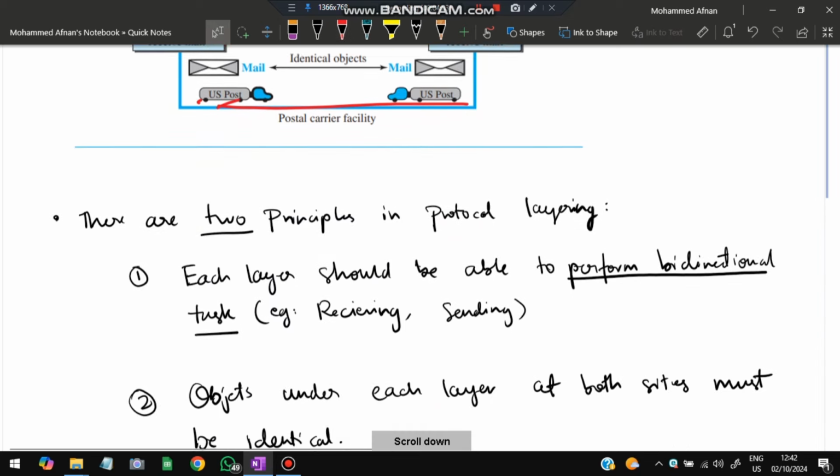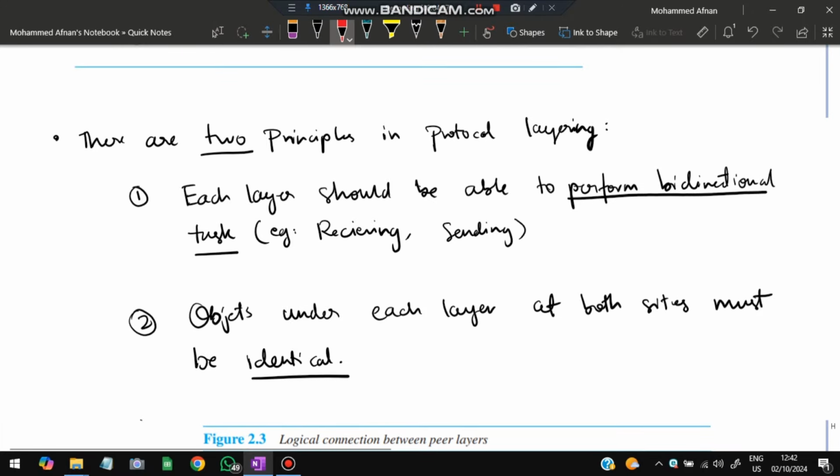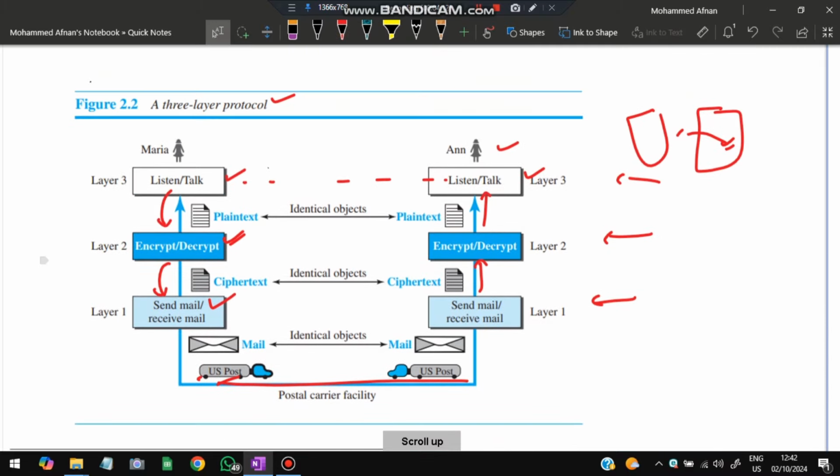Okay. So there are two principles for protocol layering. The first one is that each layer should be able to perform bidirectional tasks. Okay, what do you mean by bidirectional task? Suppose Maria sends a letter to Anne, and Anne will read the letter and send back to Maria. If she sends back to Maria, Maria should also be able to decrypt the message along with the encryption, right? Same goes for here also. The encryption and decryption both should be the skill set of Maria and Anne. So in each layer, both kinds of things should happen: sending and receiving, encryption, decryption, and listening or saying. So you get my point, right? Both things should be there in each level.